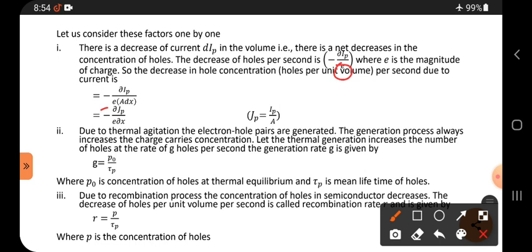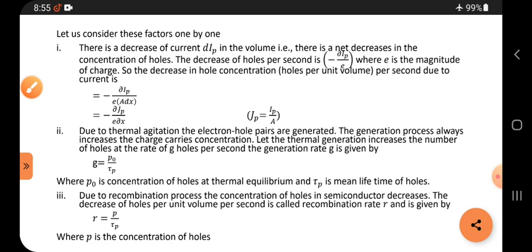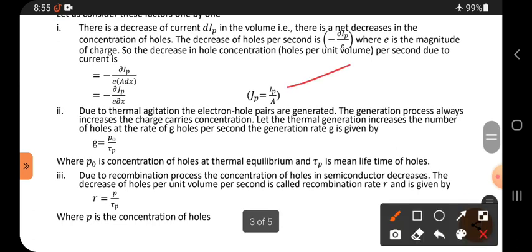Now one thing here we have to change. Current by area is called current density. It is denoted by J. This current is the hole current. Ip by A is Jp, the current density due to holes. So that is why it is written here.